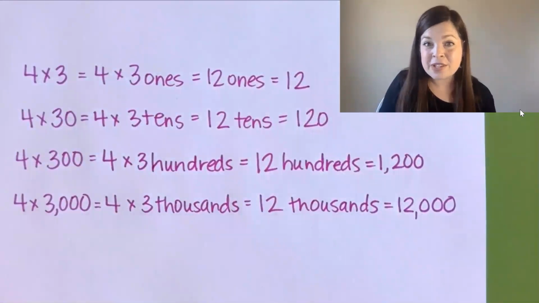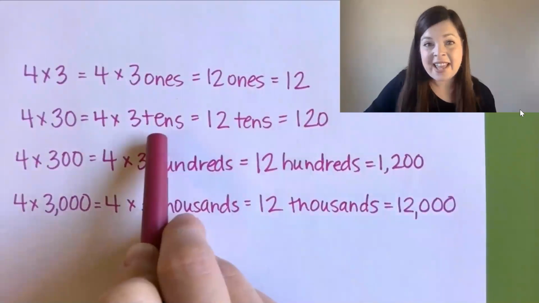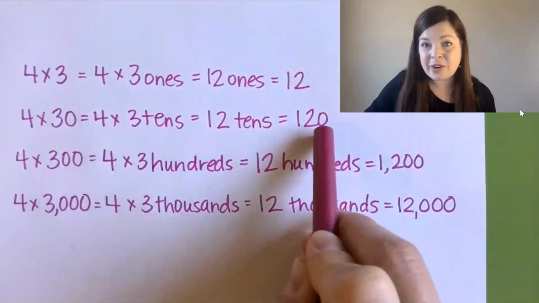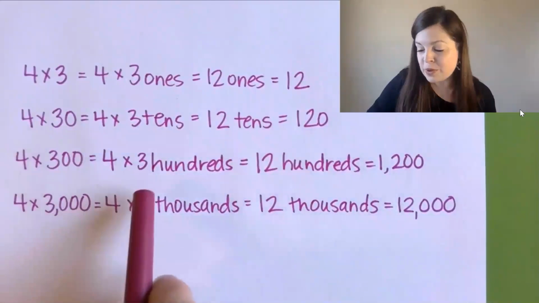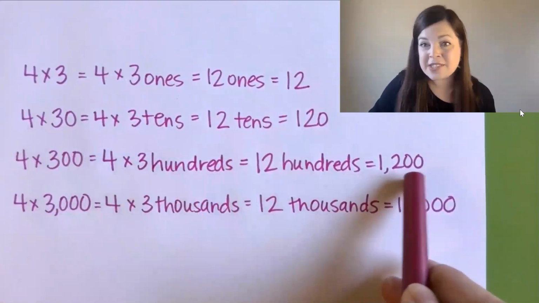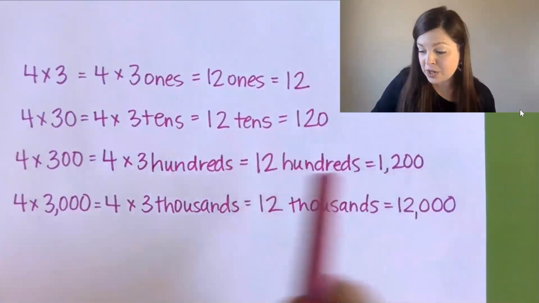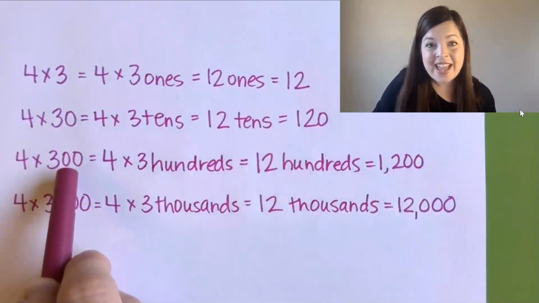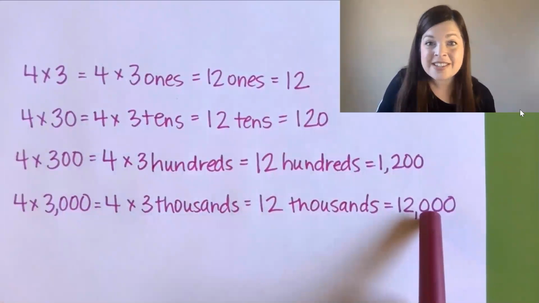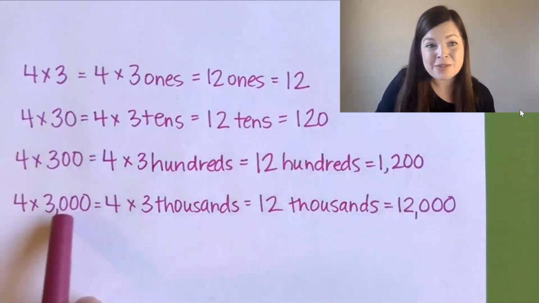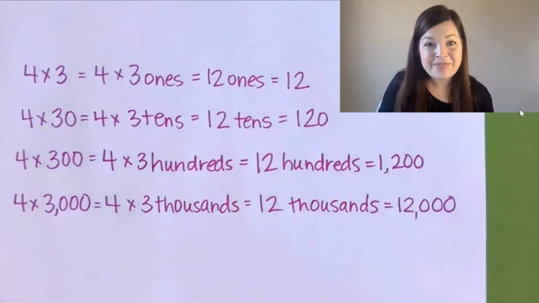You may have also noticed that pattern of zeros that we noticed last time as well. When we multiplied by tens, there was 1 zero in the product, just like there was 1 zero in the tens. When we multiplied by hundreds, there were 2 zeros in the product, just like there were 2 zeros in the hundreds. And when we multiplied by thousands, there were 3 zeros in the product, just like there were 3 zeros in the thousands. Great noticing.